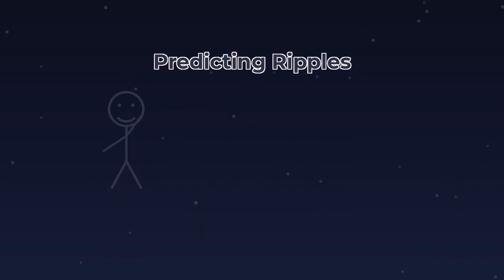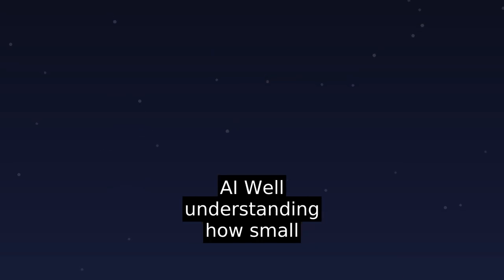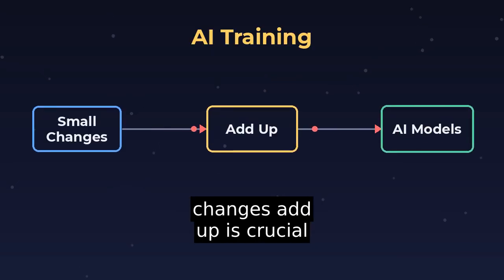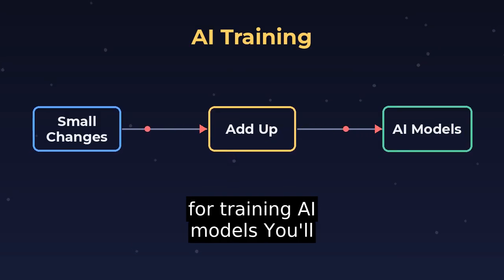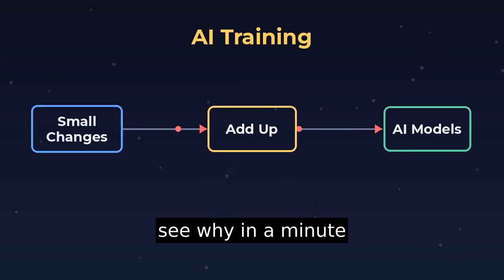You might be wondering, how does this relate to AI? Well, understanding how small changes add up is crucial for training AI models. You'll see why in a minute.